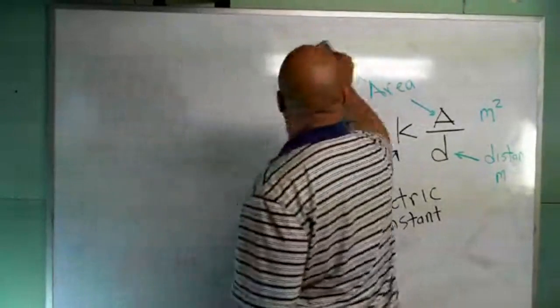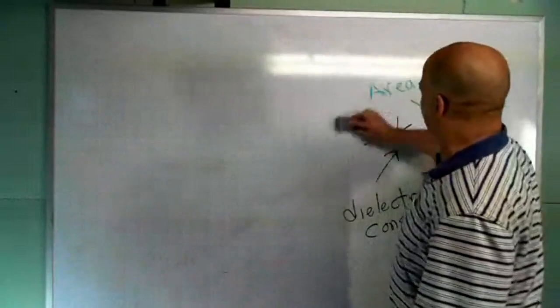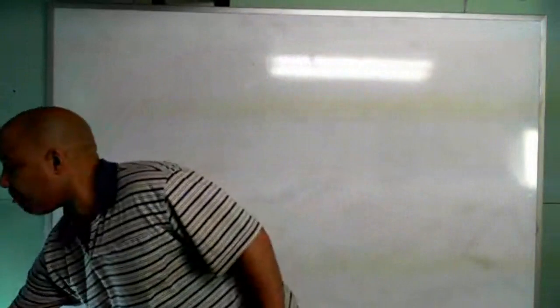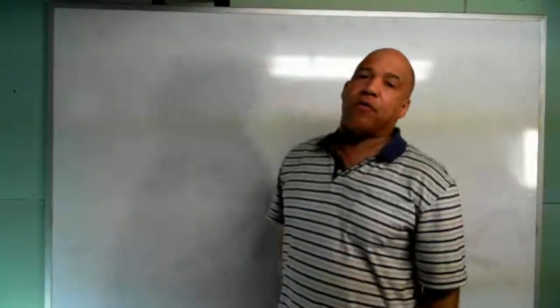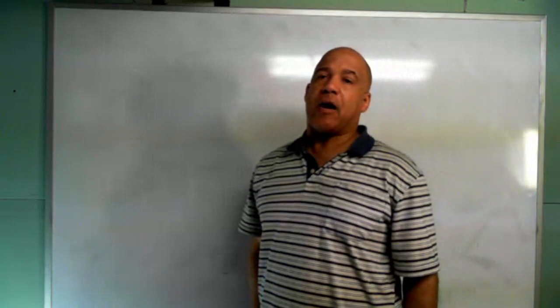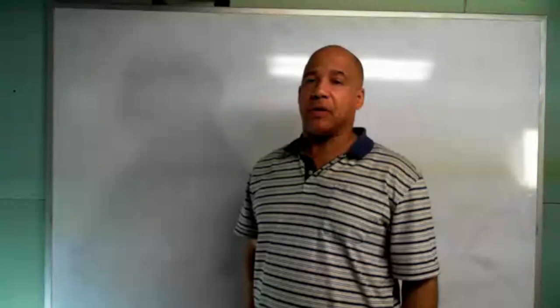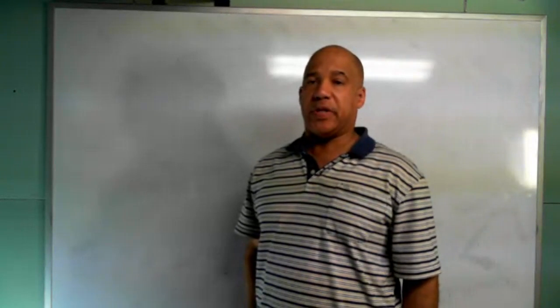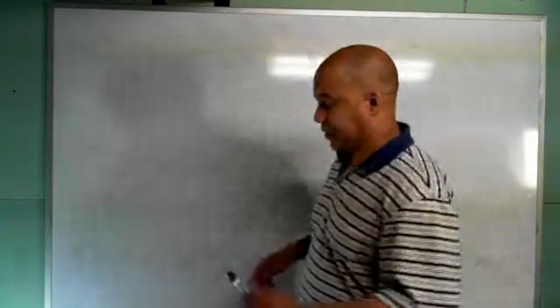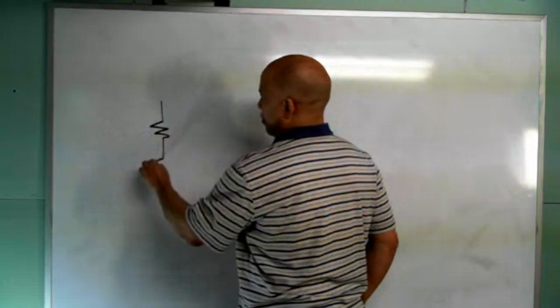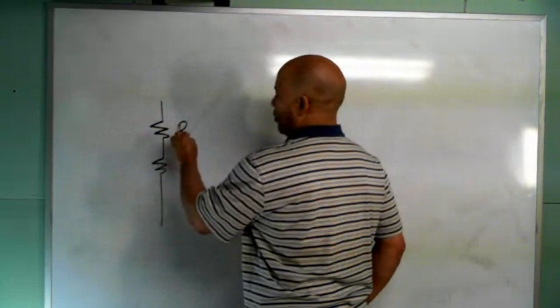Now, if you're taking notes, I want you to write something down. What I want you to write down is this. Charge for capacitor behaves like current for resistor. I'll say it again. Charge for capacitor behaves like current for resistor. Now, what does that mean? Well, just say I have resistors in series, R1 and R2.